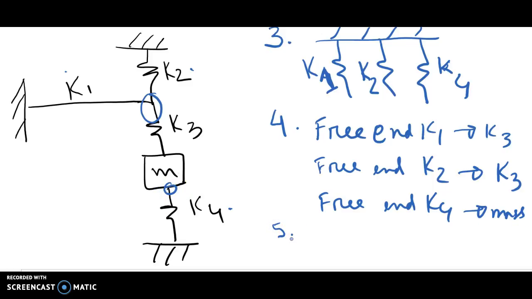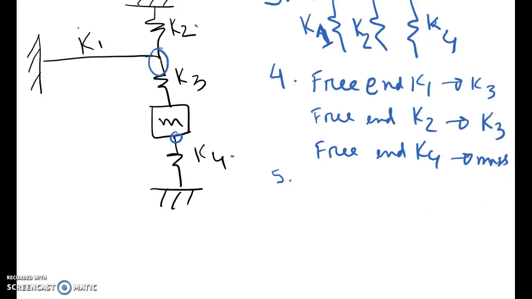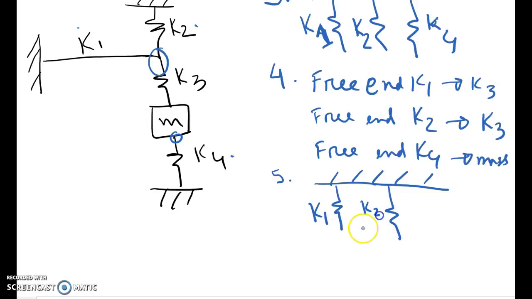Alright, in step 5, attach the remaining spring where in contact and leave the mass out of the spring for the time being. So, this is the ground, K1 and K2, they're connected to K3, and this is K4. Let's leave it that way since it is connected to mass.